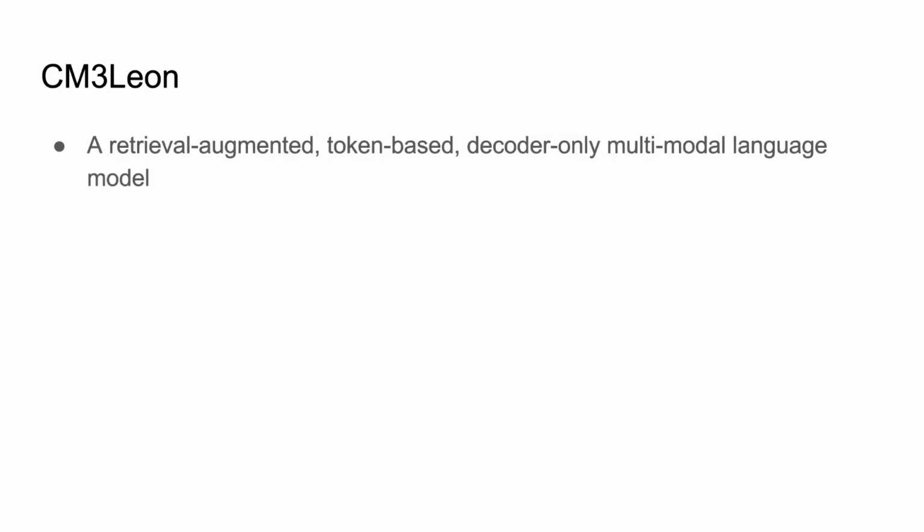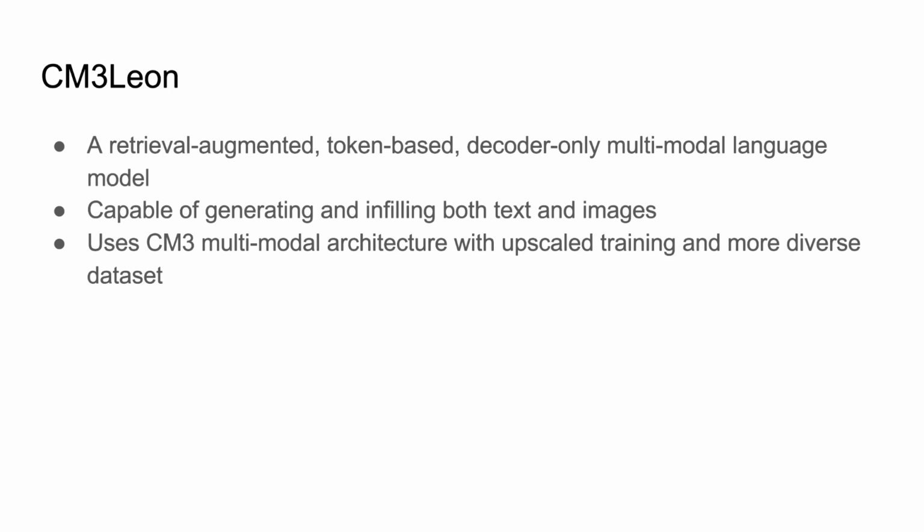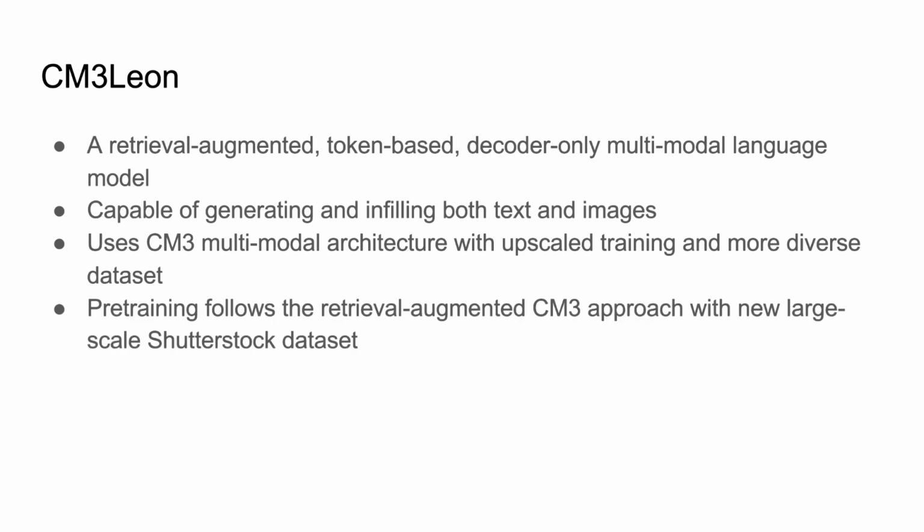Now, how exactly is that doing that? Well, we have a model here known as Chameleon, which is a retrieval augmented token-based decoder-only multimodal language model. This means it's retrieving tokens from memory and it's decoding using a model that works bidirectionally from text to image and image to text. It can infill and generate both of those modalities, and one of the benefits to this approach is that its data can be upscaled at an exponential scale and has a more diverse data set than previous approaches. Its pre-training uses something called retrieval augmentation, which we'll get into in a moment here, using that fancy new data set to give better results.